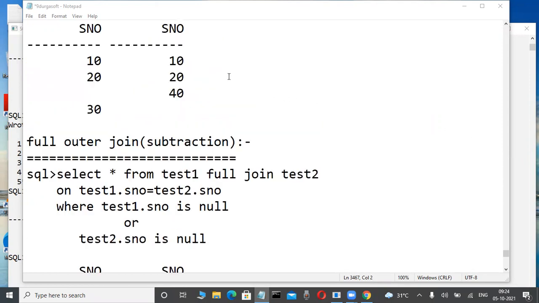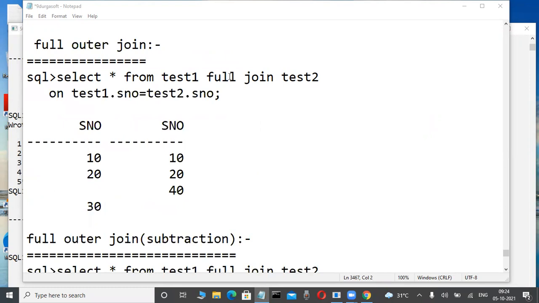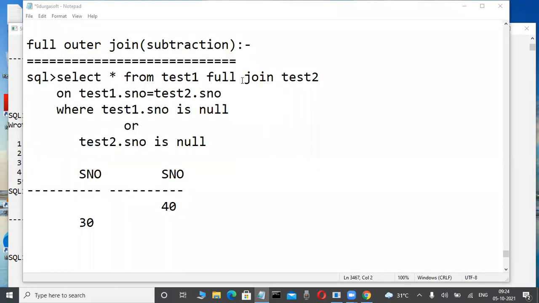Full join or full outer join, same. Outer is an optional keyword, okay? Completed fast.